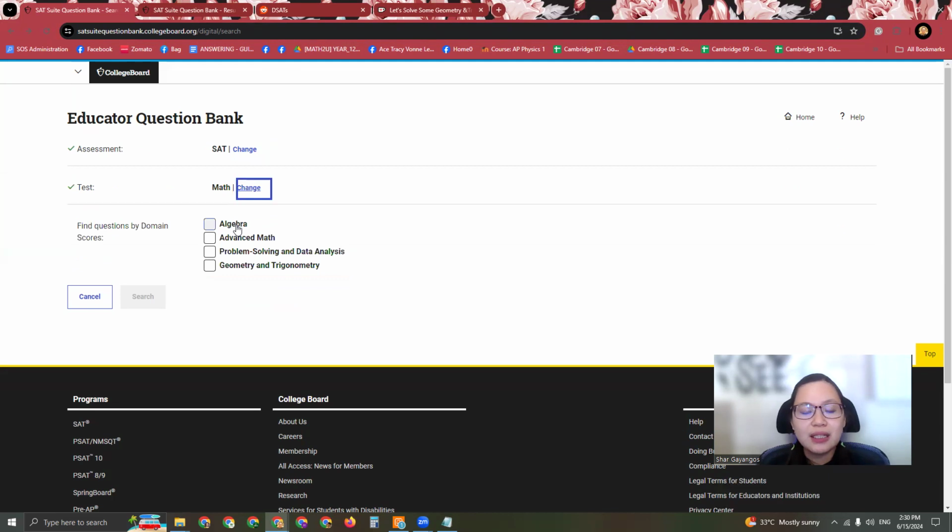And then you'll be redirected to four domains. So these are the four categories that you'll be working on for the SAT math section. So there are two modules. Each module should have 22 questions. And the goal is to be able to work on all these four domains. For now, let's focus on geometry.